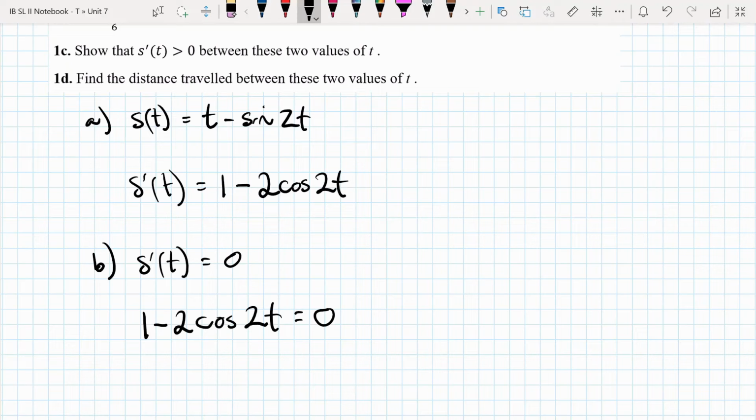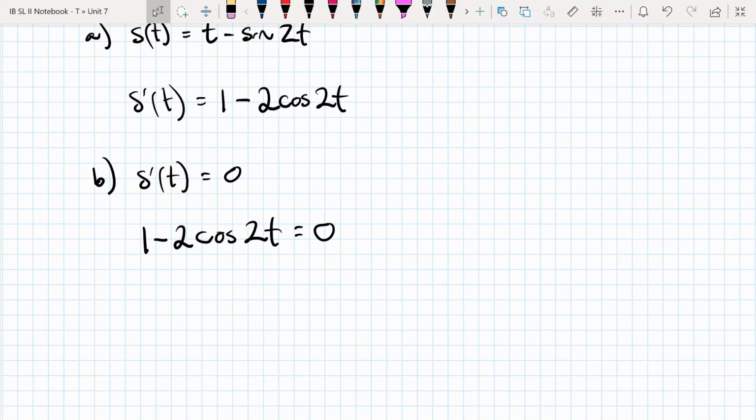Okay. So to solve for t, let's isolate the trig term, cosine of 2t. So we get 2 cosine of 2t. We're going to add 1. We're going to add 2 cosine of 2t on both sides. So we're moving these two terms on the separate sides of the equation. Now let's divide by 2.